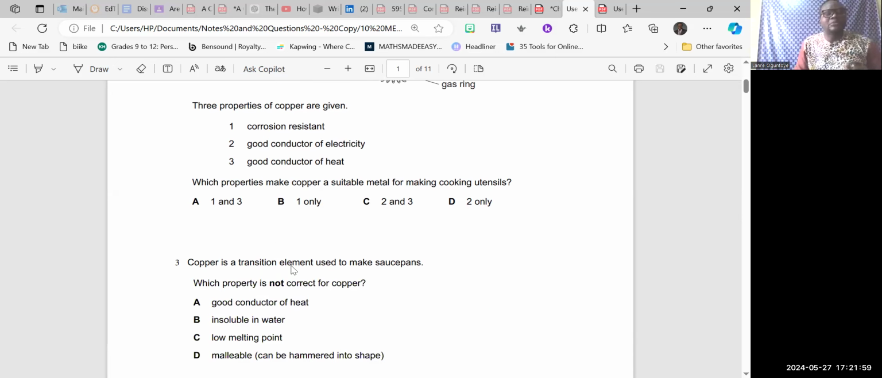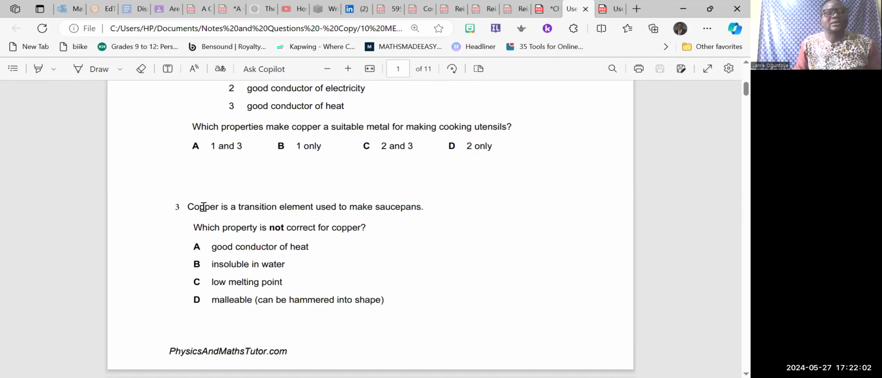Okay? Let's take one more. Which property is not correct for copper? Copper is a transition element used to make saucepans. So which of these three properties will not be correct for the use? Yes, is that Ini? I can't read that sign well. Yes, sir, it's me. Okay, go ahead. C, low melting point. Okay, so low melting point.